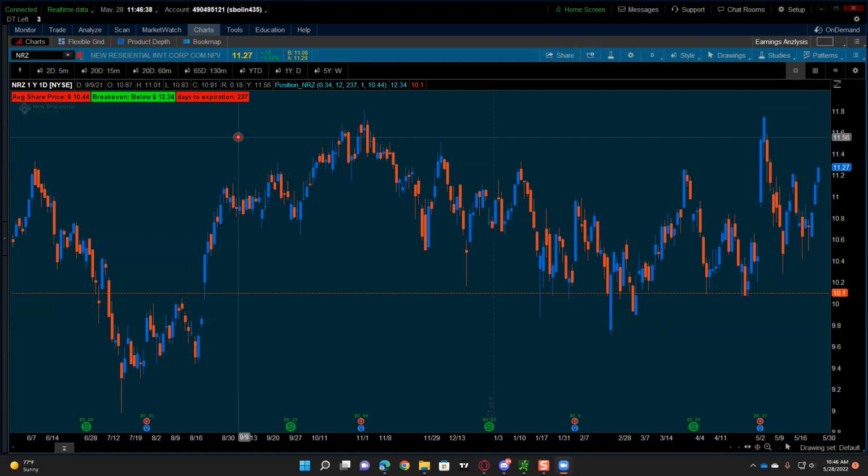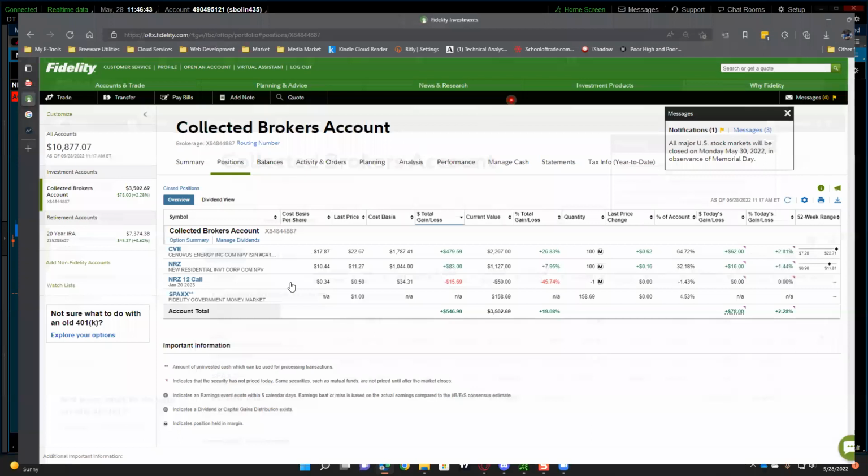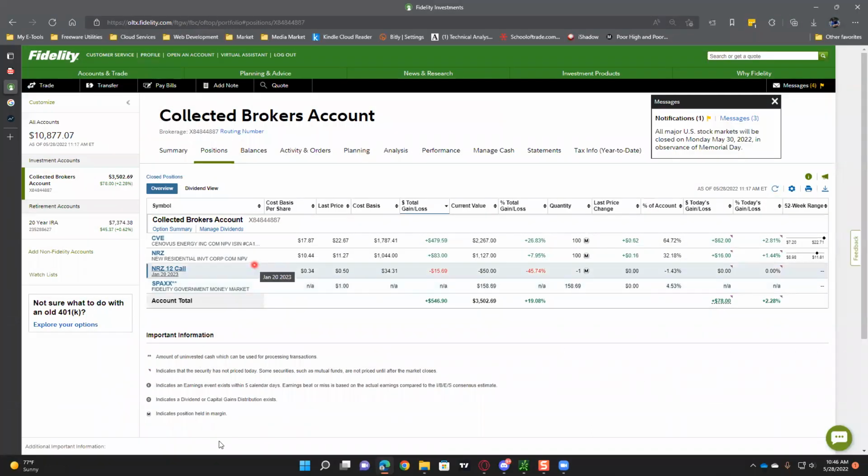So right now we're looking at NRZ. Let me bring over my Fidelity account for a moment. So we're looking at NRZ, and what we want to focus on is some of this information from my broker. Okay. Here's NRZ. My average share price is $10.44. That was my cost basis per share.